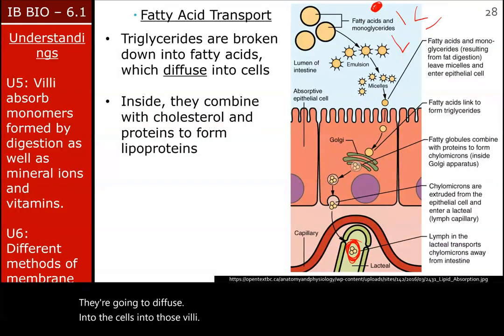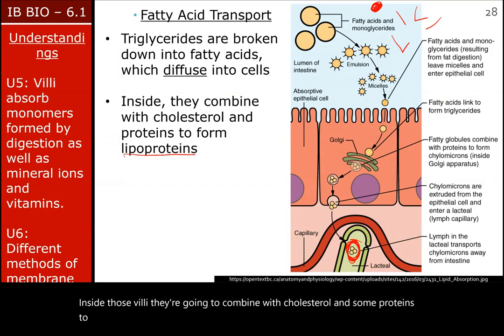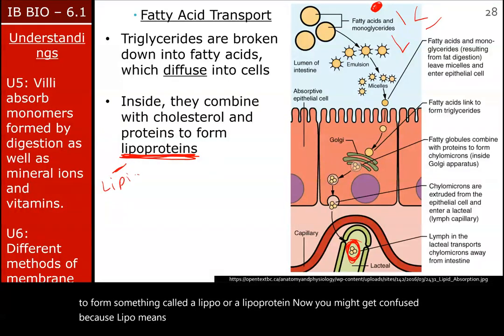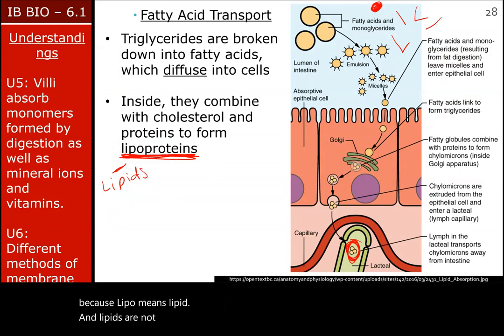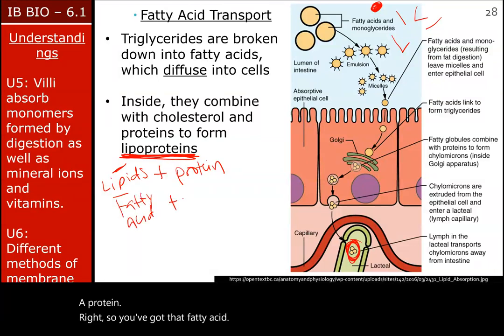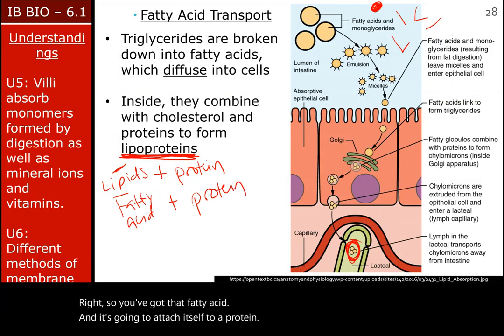Inside those villi, they're going to combine with cholesterol and some proteins to form something called a lipoprotein. Now, you might get confused because lipo means lipid, and lipids are not proteins, right? But a lipoprotein is a lipid plus a protein, right? So you've got that fatty acid, and it's going to attach itself to a protein, right? That's a lipoprotein.